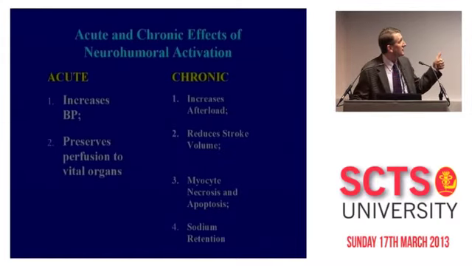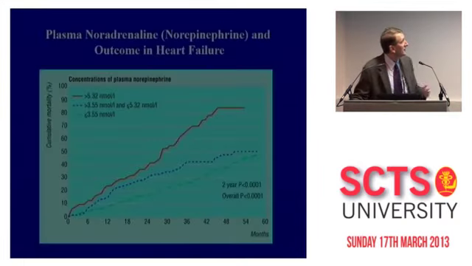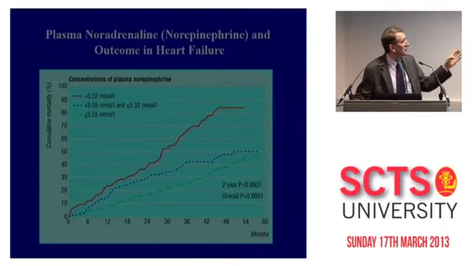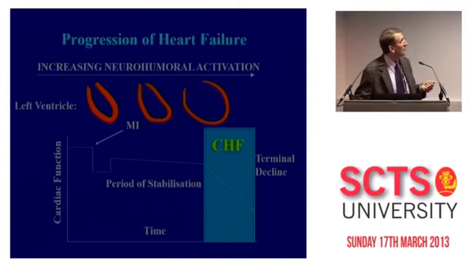So acute neurohormonal activation increases blood pressure, preserves perfusion of vital organs. That's essential to get over acute shock of various situations. But chronically, that's the problem. It increases afterload, reduces your stroke volume, causes myocyte necrosis and apoptosis, and causes sodium retention, which is the hallmark of fluid retention and the symptoms of congestive heart failure. Here we see slides showing concentrations of plasma norepinephrine, red being the highest, green being the lowest, relating to outcomes, and we can see there over a period of time that those patients with the highest levels of norepinephrine or noradrenaline have the worst outcomes. So more neurohormonal activation, worse survival.